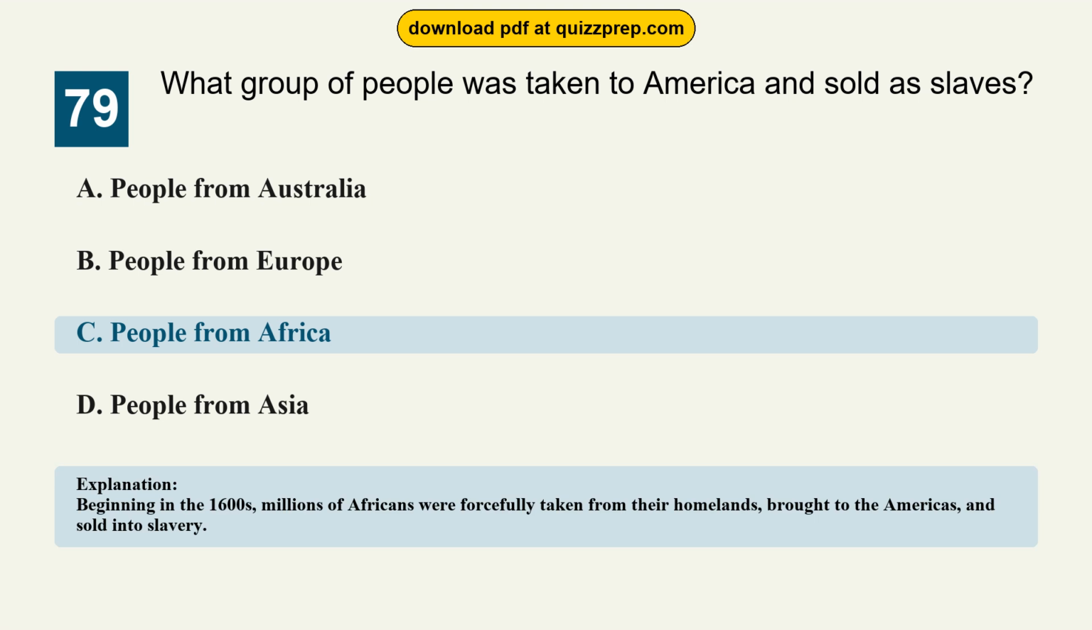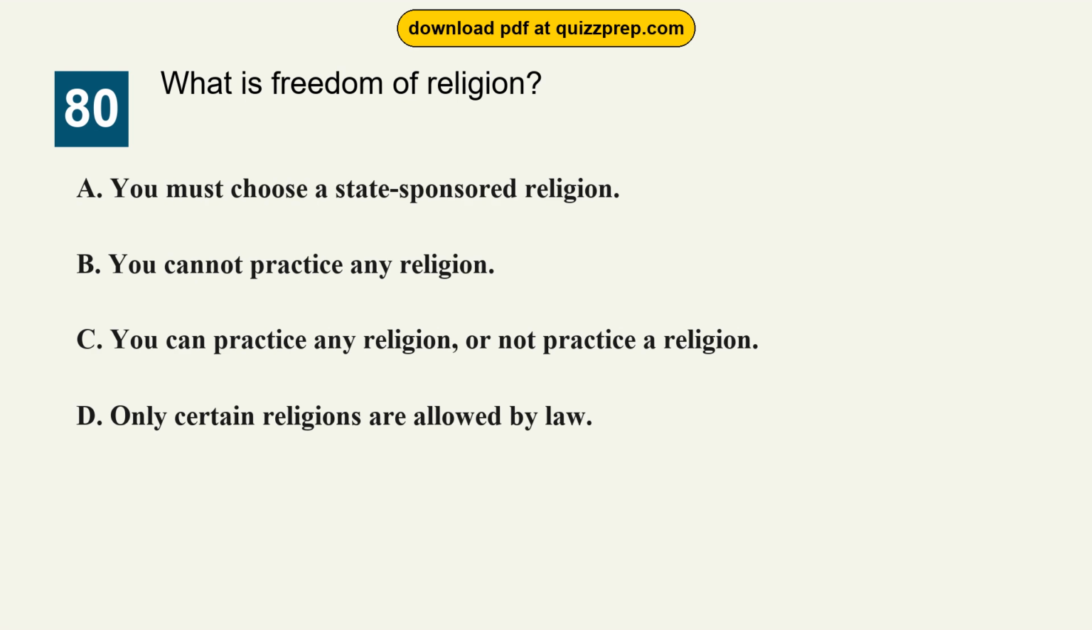Beginning in the 1600s, millions of Africans were forcefully taken from their homelands, brought to the Americas, and sold into slavery. Question 80. What is freedom of religion? Option A, you must choose a state-sponsored religion. Option B, you cannot practice any religion. Option C, you can practice any religion, or not practice a religion. Option D, only certain religions are allowed by law. The correct answer is option C. You can practice any religion, or not practice a religion.